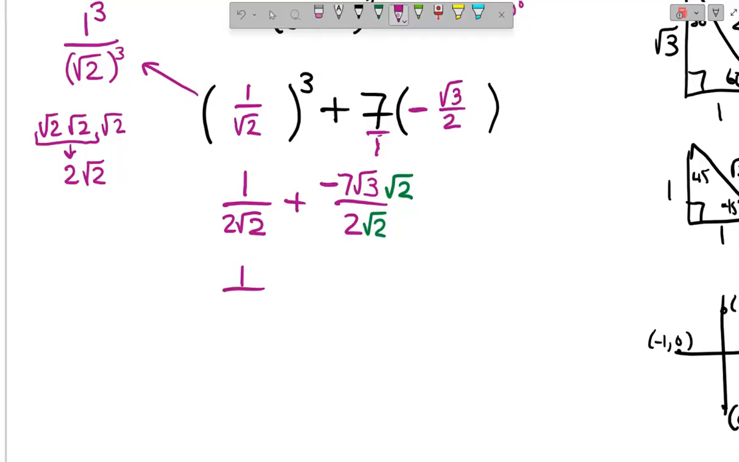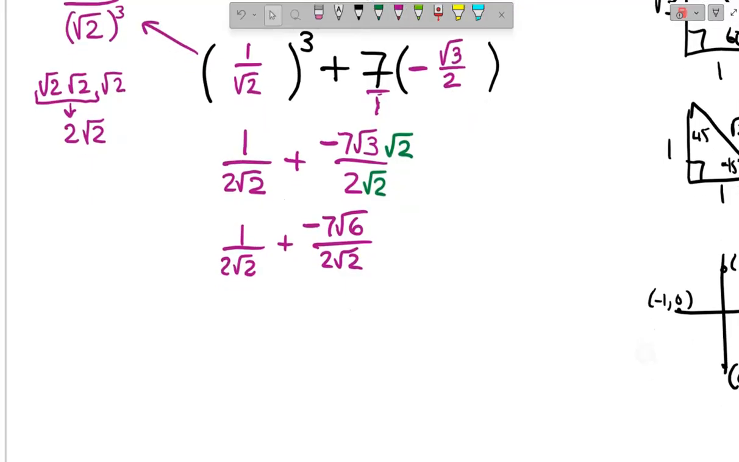So my first fraction remains the same. My second fraction will now become negative 7 root, and when you take root 3 and root 2, that's going to give me root 6. So now I have 2 fractions being added together with a common denominator that will allow me now to add those together.